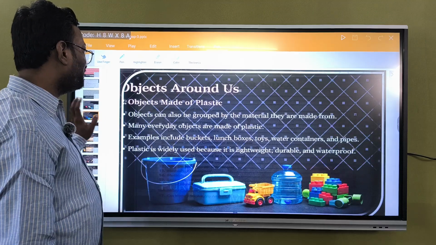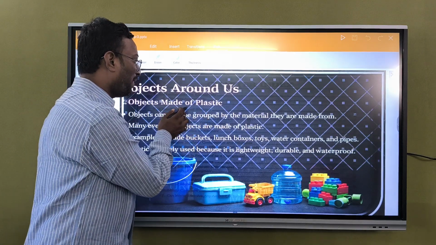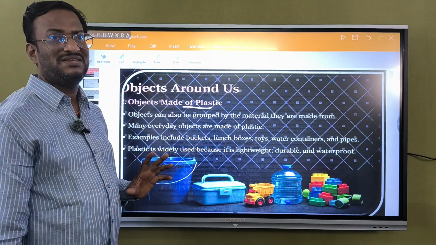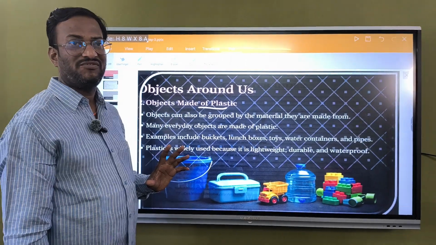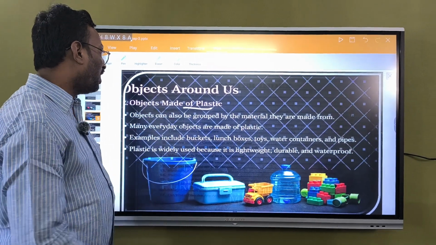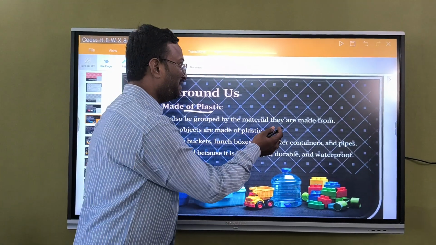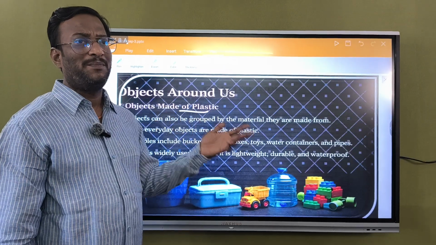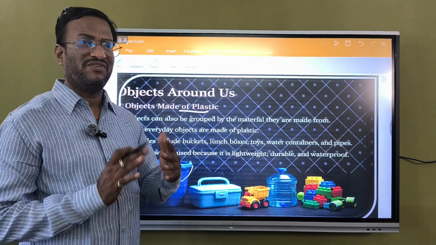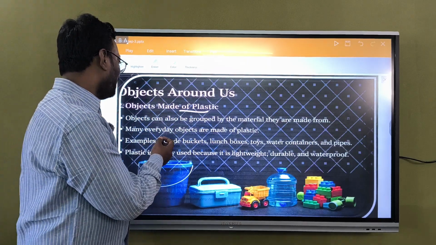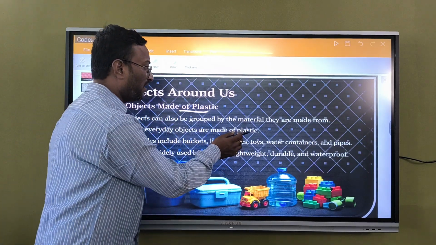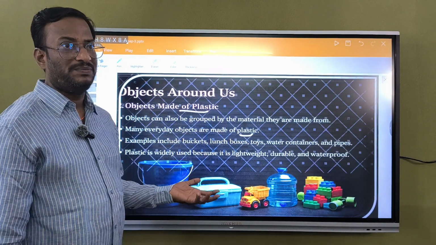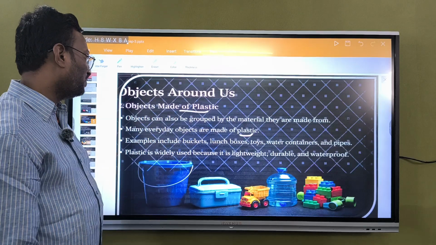And the next concept is objects made of plastic. In the first classification, we classified in terms of sphericalness, and now we will try to classify in terms of materials. Objects can also be grouped by the materials they are made from. A few objects are made of iron, steel, rubber, plastic, and like that we can differentiate them. Many everyday objects are made of plastic. Why are we using plastic at home?